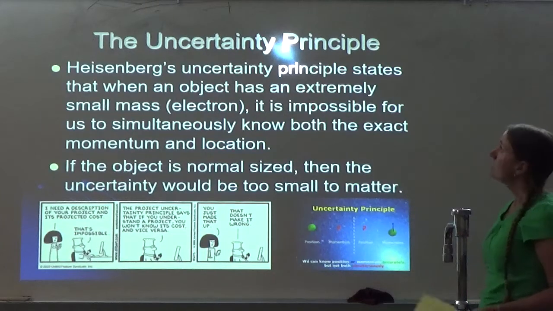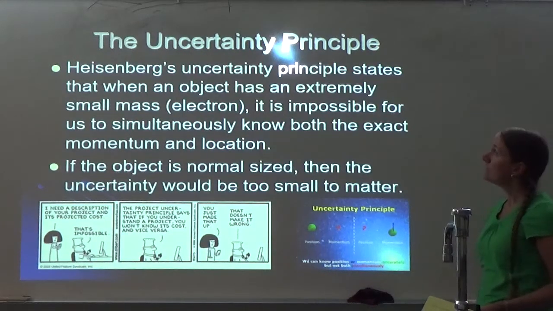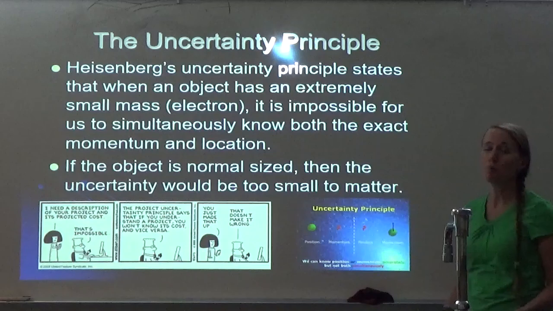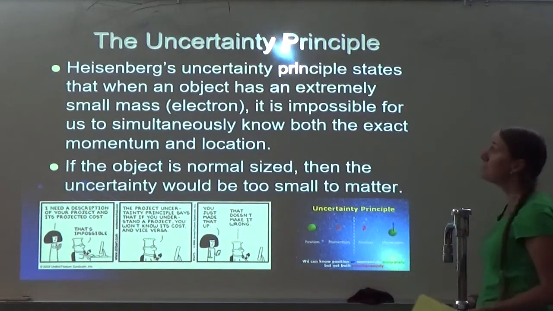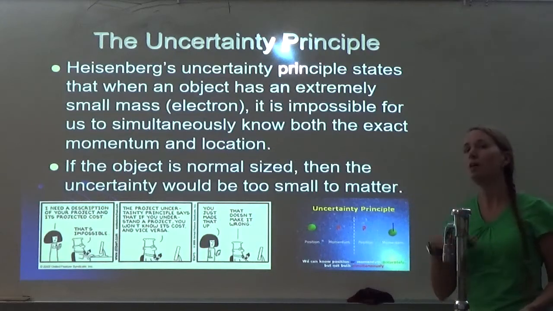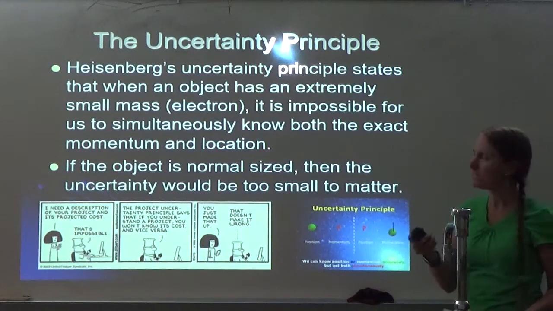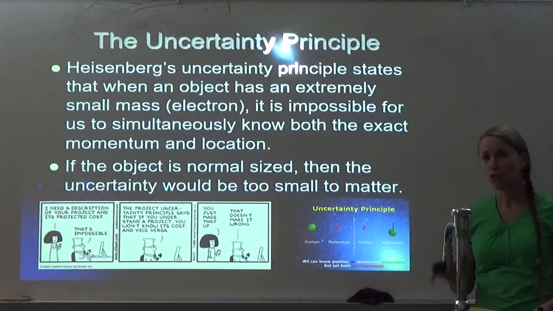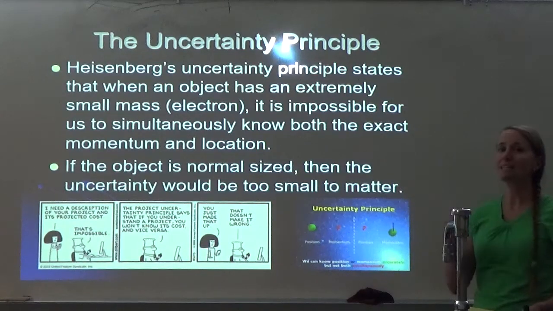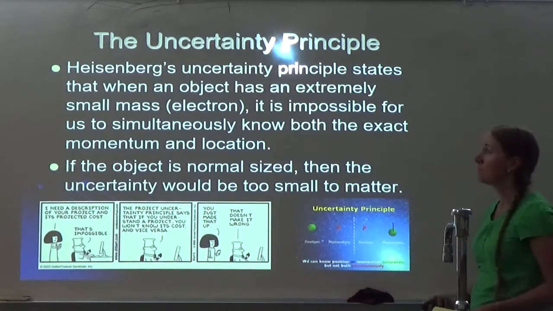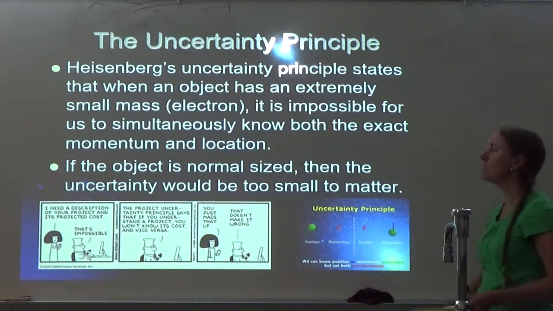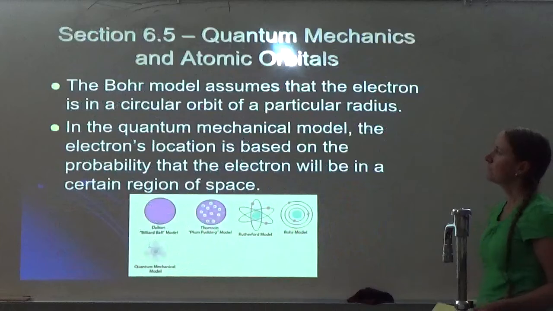So Heisenberg's uncertainty principle states that when an object has an extremely small mass, like an electron, it is impossible for us to simultaneously know both the exact momentum, which is based on mass and velocity, and location. So in other words, we cannot know the exact speed and location. If an object is normal sized, then the uncertainty would be too small to matter.